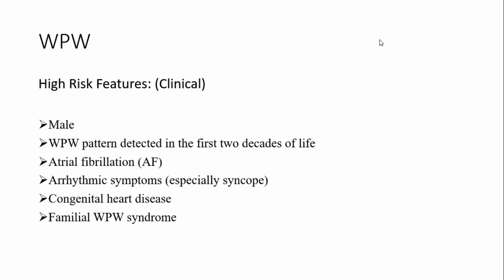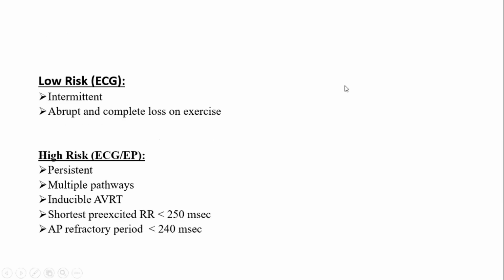So what are the ECG features? Shortest pre-excited R-R interval. Good, great. So I've given you both low risk and high risk. Majority are high risk. Just remember high risk because they will not ask you low risk. So you unfortunately have to remember the high risk features. Shortest pre-excited R-R interval is definitely written more in the books, so that's why you remember that.